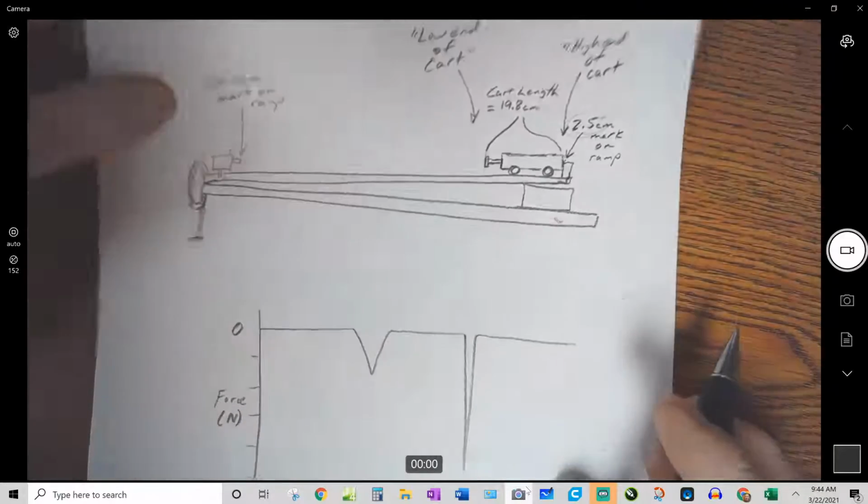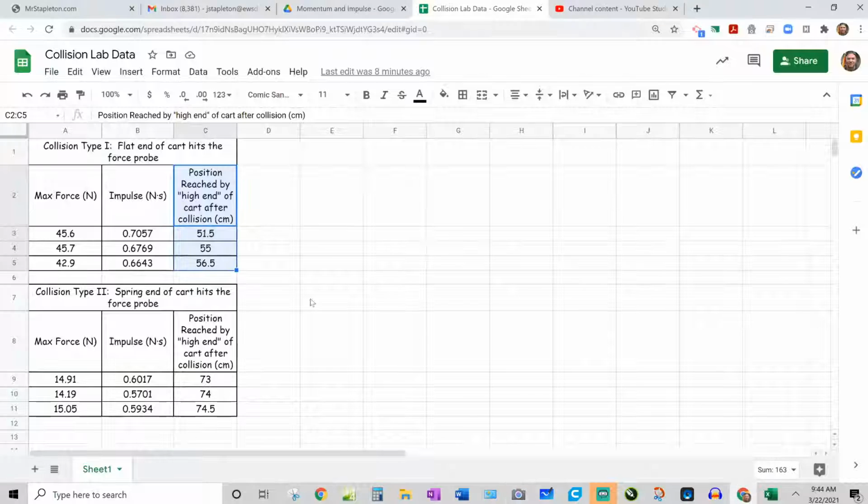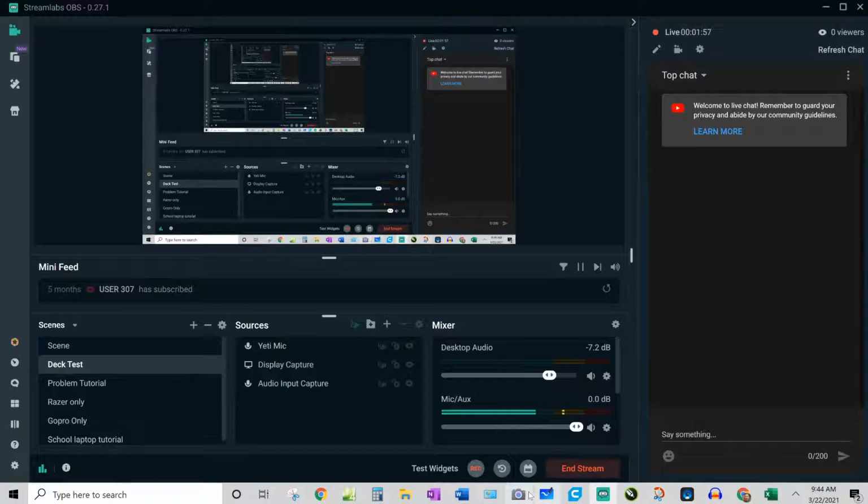So what I've told you so far really just explains these three numbers: 51, 55, 56.5, and 73, 74, 74.5. Those are the positions reached by the high end of the cart when it bounces back up. Oops, went to the wrong place.